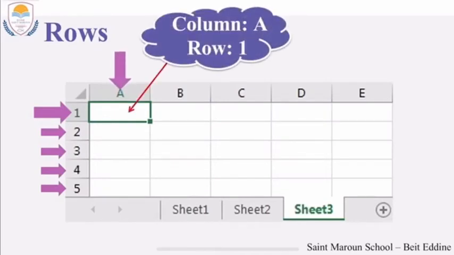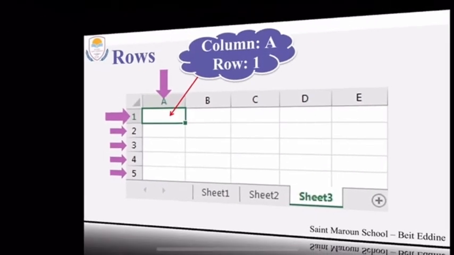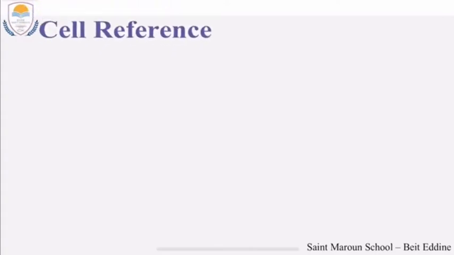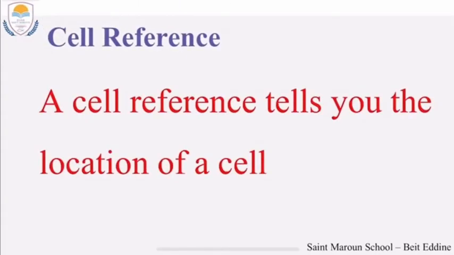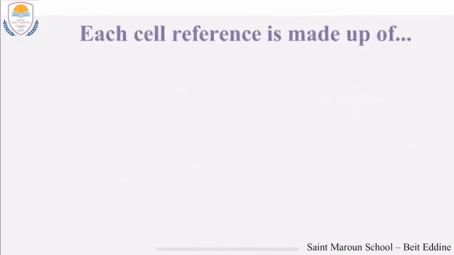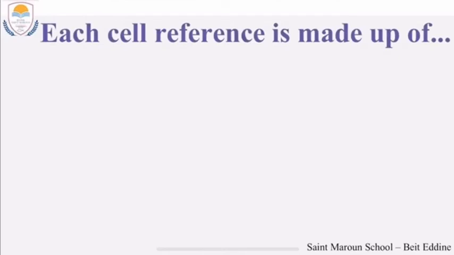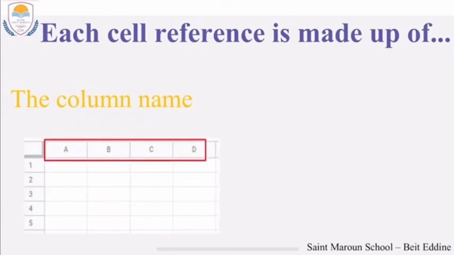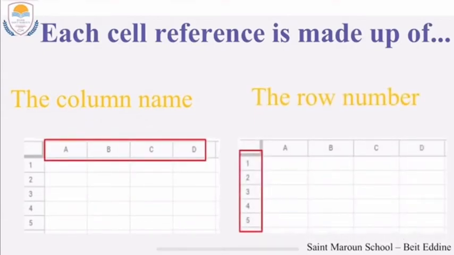This is what we call cell reference. What is cell reference? Let's see. Cell reference tells you the location of the cell. So where is the cell? To know how to make cell reference, we depend on the column name first and on the row number. So first the column name and the row number.